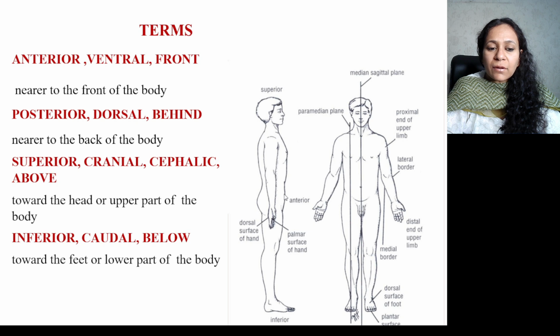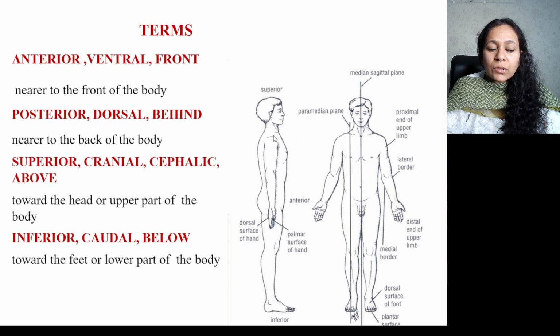Anterior is also known as ventral, and it is also known as front. This is the posterior, dorsal or behind. It is the back of the body, nearer to the back of the body. Then we have superior. Superior is towards the head or upper part of the body. So if you can see this, this is all superior and this one will be inferior.